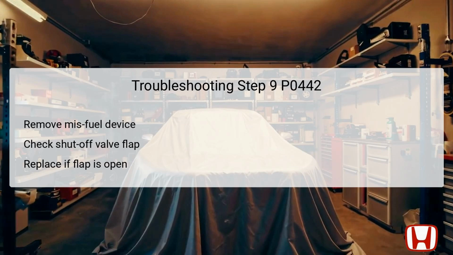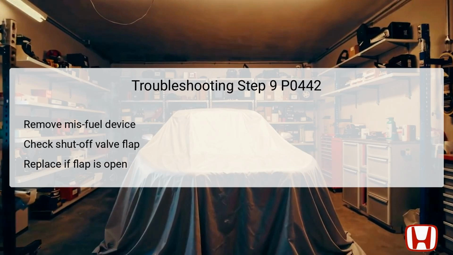In Step 9, you'll evaluate the shutoff valve, which plays a critical role in managing fuel flow and vapor escape. Start by removing the misfuel inhibit device for easier access to the valve. Check the main flap of the shutoff valve to ensure it is closed properly, as an open flap allows vapor to escape, resulting in a failing EVAP system.